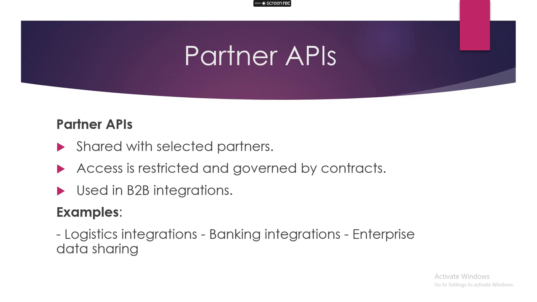can access it, but they are only given to partners, to people who they're in business with, and they always come with access restrictions and are governed by contracts. So the access to these APIs is heavily restricted, and the way each organization is going to use that particular API is going to be governed by the contract that was signed between the two businesses, right? So they're used in business to business integration. Examples include logistic integration, banking integration, enterprise data sharing.